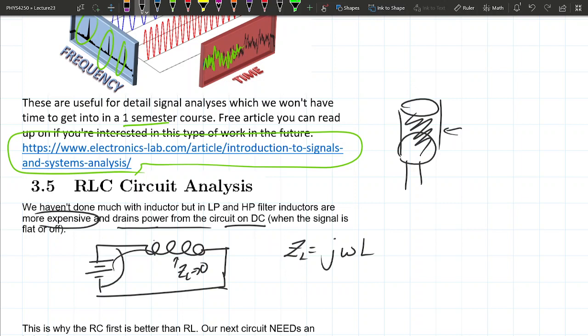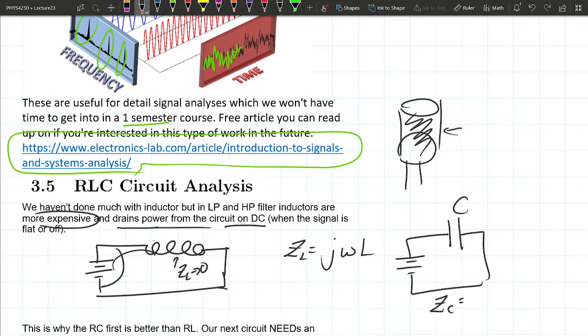So you're just constantly draining power out of your system for no reason, right? Where a capacitor, on DC, what happens? How much current can pass through a capacitor on DC? No current. No current, right?